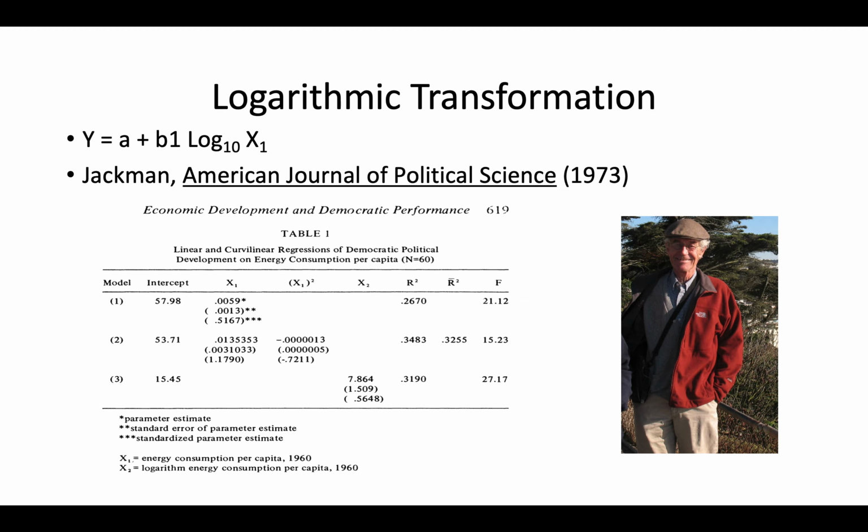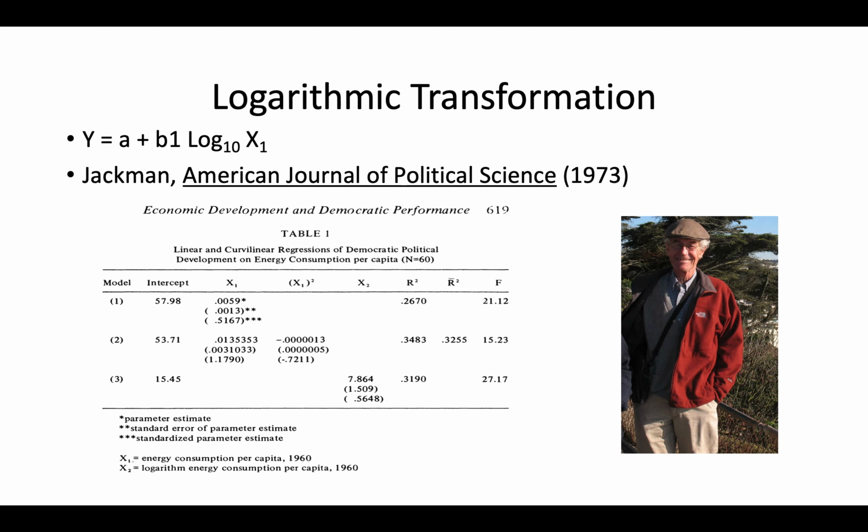Professor Jackman was primarily interested in testing the linear positive function relationship that Seymour Martin Lipset proposed in his famous American Political Science Review article published in 1959, entitled "Some Social Requisites of Democracy, Economic Development, and Political Legitimacy," which has been cited more than 10,000 times, according to Google Scholar.